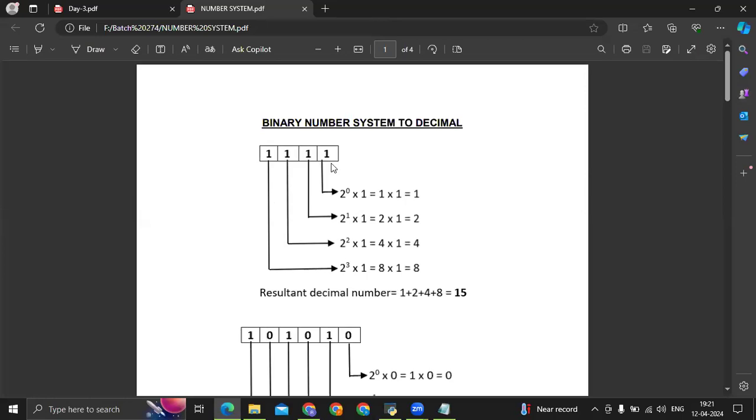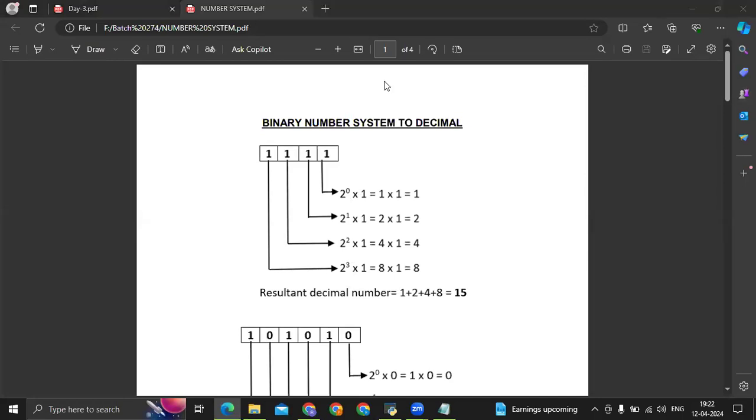The base of a binary number is 2. And the power is the place value. It is at the zero place, the one place, the second place, and the third place. So 2 raised to the power 0, 2 raised to the power 1, 2 raised to the power 2, and 2 raised to the power 3. Are you getting how we get these? You know the place value? Now, into 1.